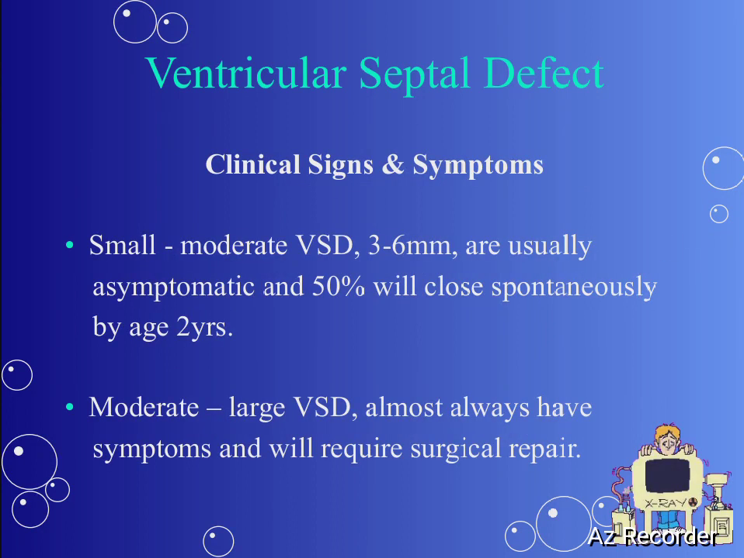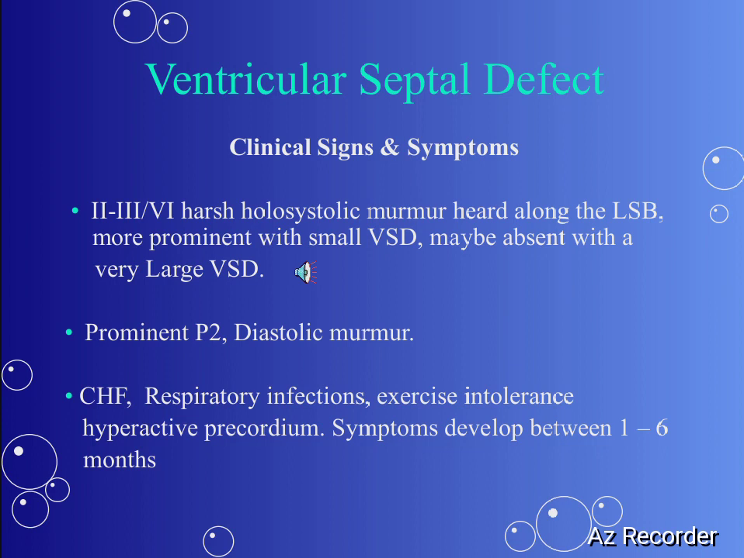Small, moderate VSD, 3 to 6 mm, are usually asymptomatic and 50% will close spontaneously by age 2 years. Moderate, large VSD almost always have the symptoms and will require the surgical repair.